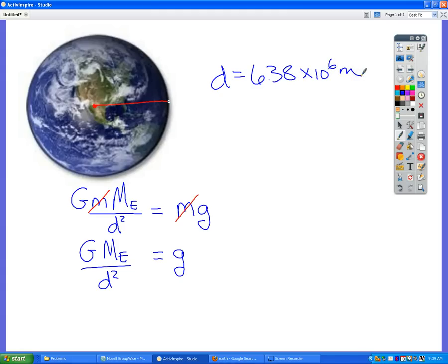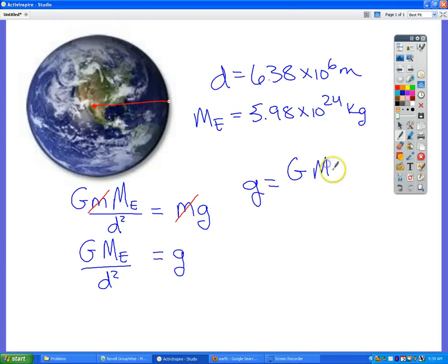We also know that the mass of the Earth is 5.98 times 10 to the 24th kilograms. They want to know what is the acceleration due to gravity on Earth. So let's use our equation: g is equal to big G times the mass of the planet, or the mass of Earth, all divided by the distance between you and the center of that planet.